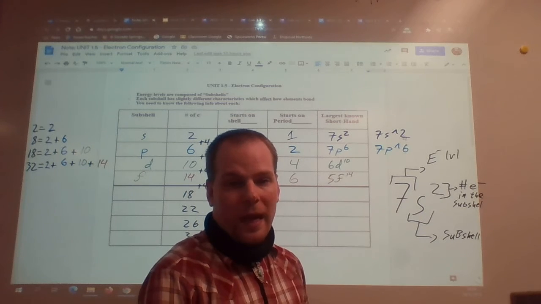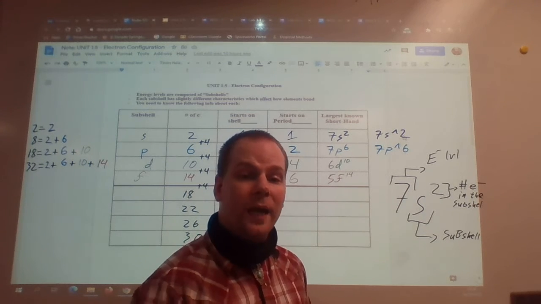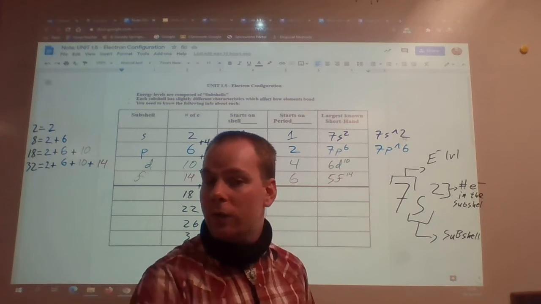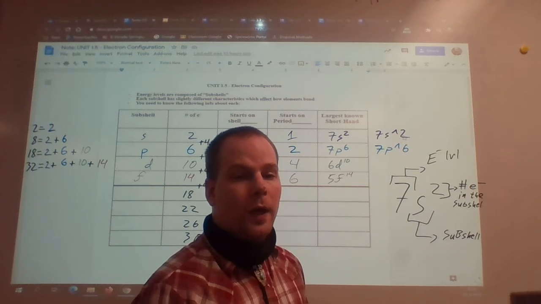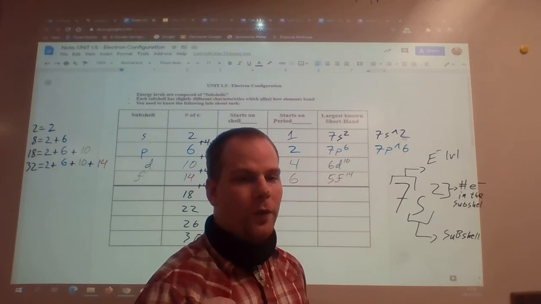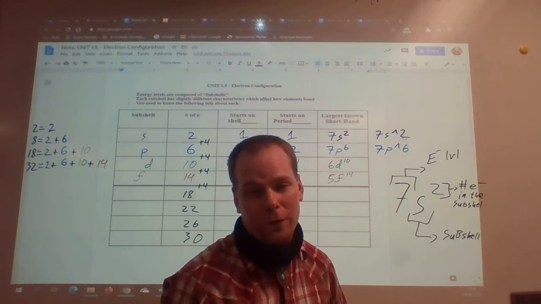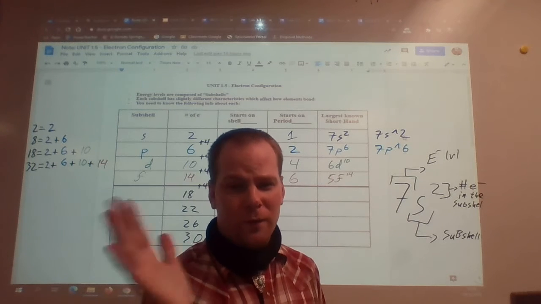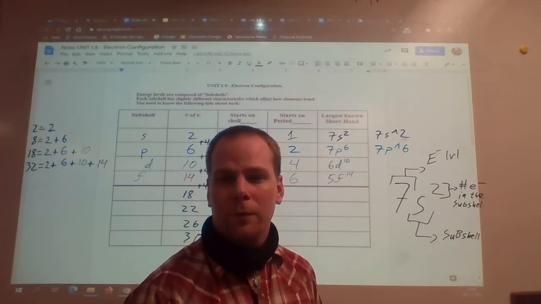Every element has a unique shorthand electron configuration that we can use to identify it. Okay, and we'll get more into that later. They also have longhand electron configurations, but those are kind of long and messy, and I save those for the end after you kind of understand what's going on.